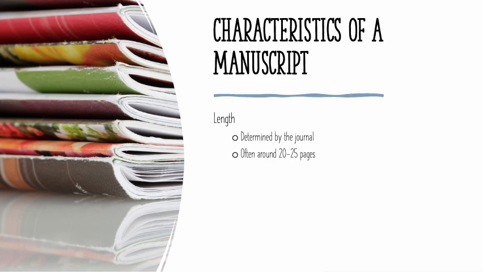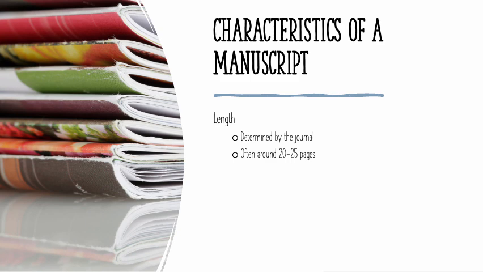So the length is determined by the journal. It's often around 20 to 25 pages. So right there you can see it's much shorter than many DNP scholarly documents. A half to a fourth of the content. And also, just to clarify the terminology, we call this a manuscript when it's in draft and an article once it's been accepted for publication.